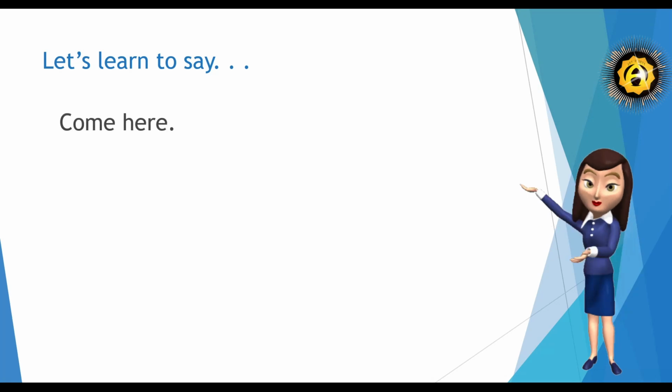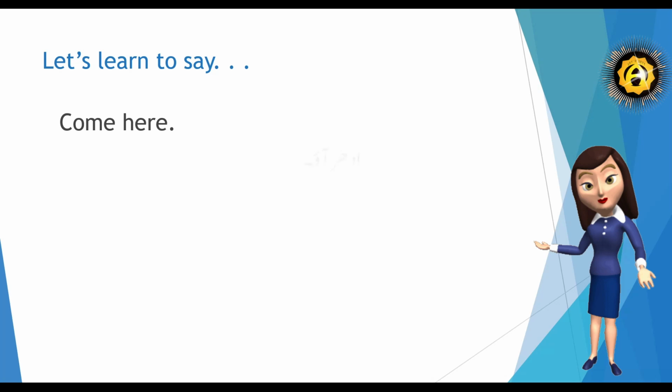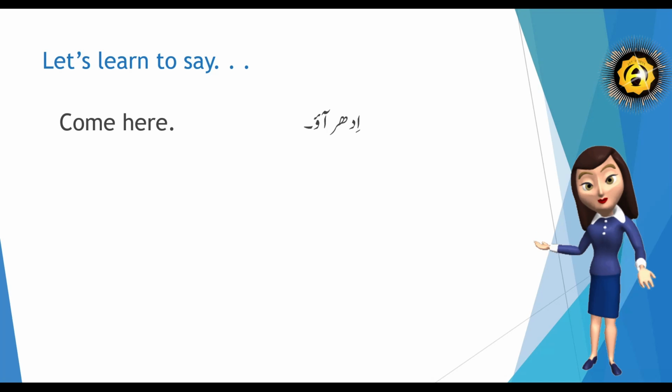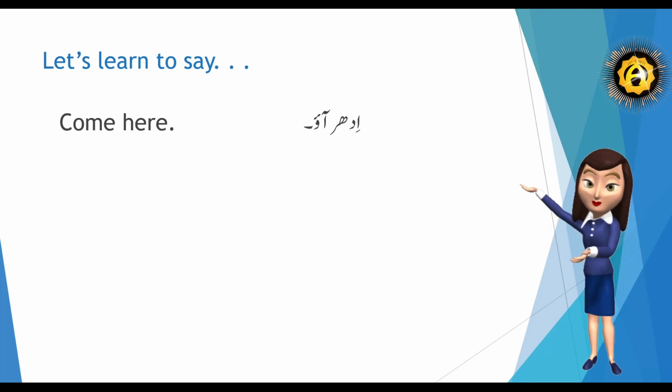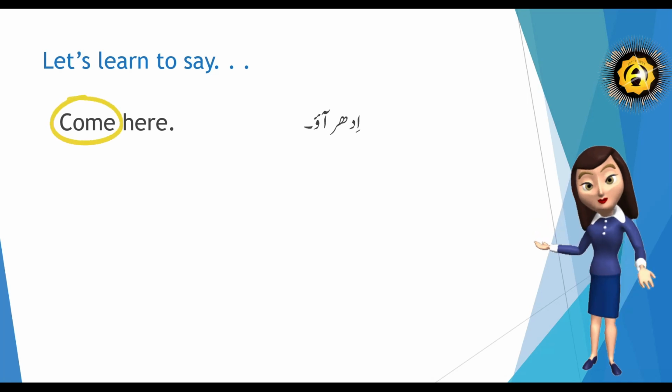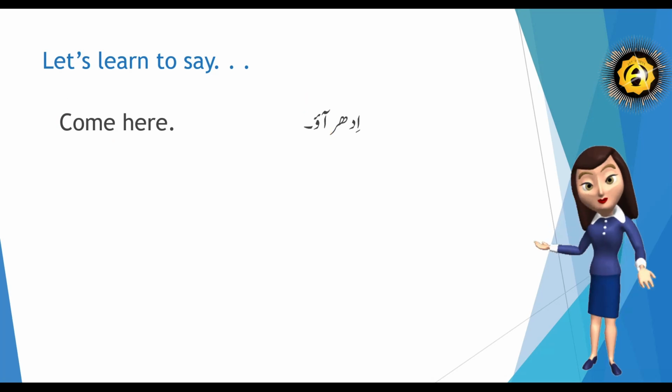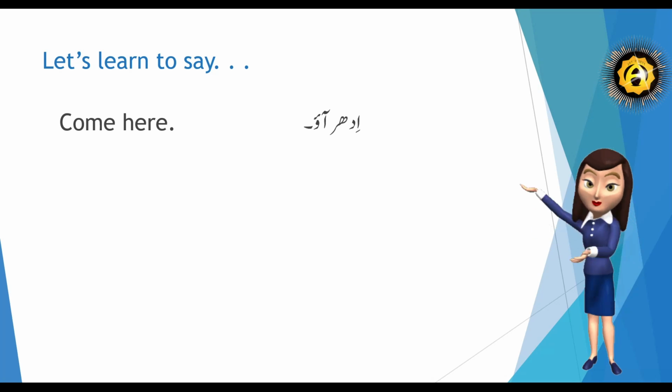Okay, now let's learn some sentences. In English, we say, come here. In Urdu, it is, idhar aao, idhar aao. I hope you do remember how to say come in Urdu. Come is aao, aao. So come here, and in Urdu, idhar aao.